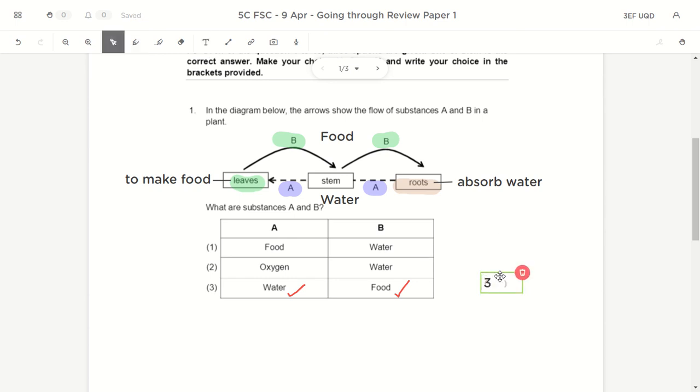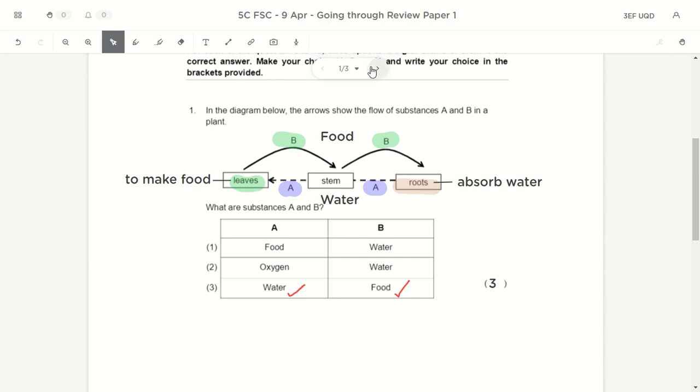Okay, quite simple. You really have to think about this diagram. It's a simple diagram. You need to think about what I've learned in school, in class. Roots absorb water, water is transported to the stem using the water carrying tube, then transported to the leaves using the water carrying tube. The function of the leaves is to make food, and the food is transported to the stem using the food carrying tube. Same thing, transported to the roots using the food carrying tube. That's why A is water, B is food, and that's why the answer is 3.